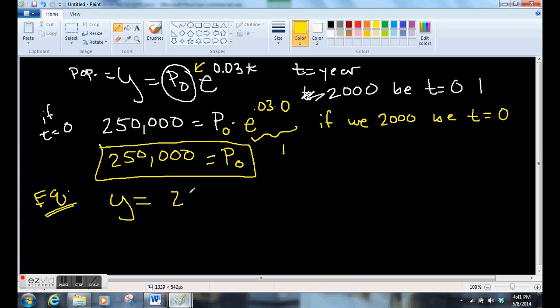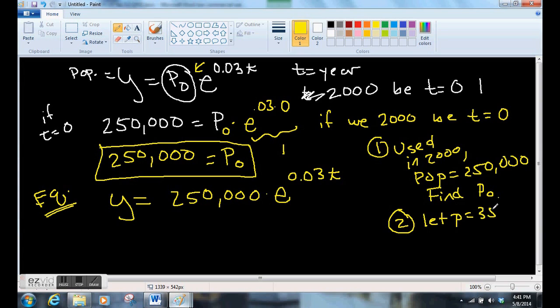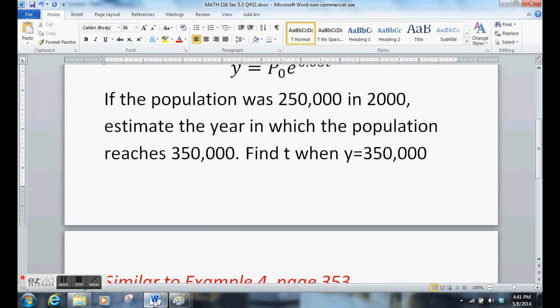So now the equation looks like this: y equals 250,000 times e to the 0.03t. Now we have more information. We used the information that in the year 2000 the population was equal to 250,000. We used that to find P0. That was step 1. Step 2 is to let the population be equal to 350,000 and solve for t. What we really want to know is what is the year? So find t when y equals 350,000.